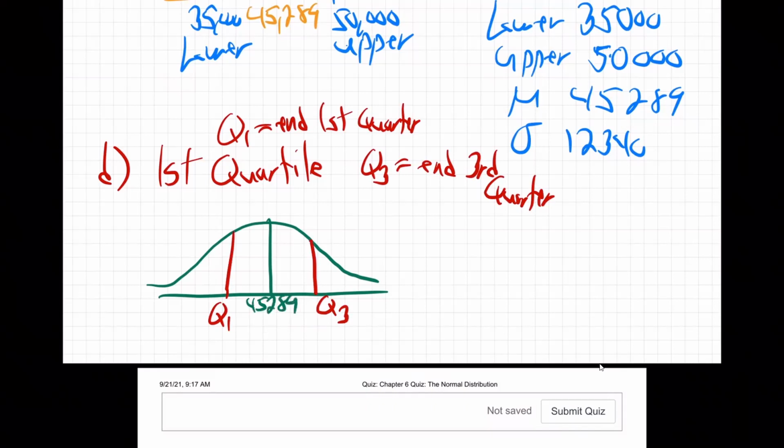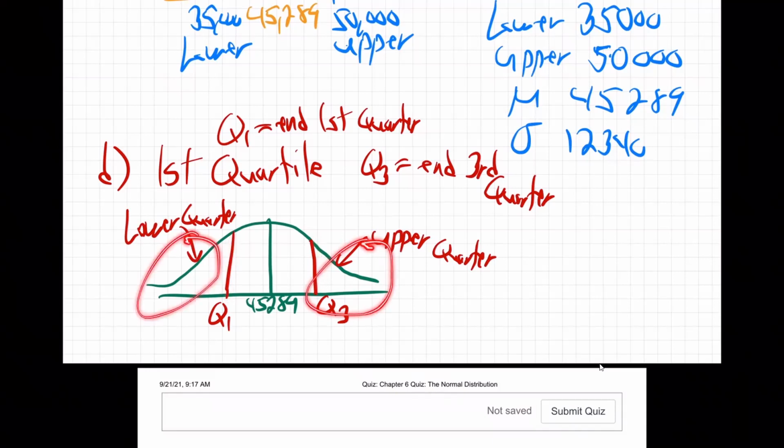Yeah, Q3 is about there. So this part is what we call the upper quarter, right? Because it's like the last quarter of a football game. This part is the lower quarter because it's like the first quarter of the football game. So depending on what they say, if they want you to find the Q3, it's right there. If they want you to find the Q1, it's there. If they say find the upper quarter, it's that section. The lower quarter, it's that section.